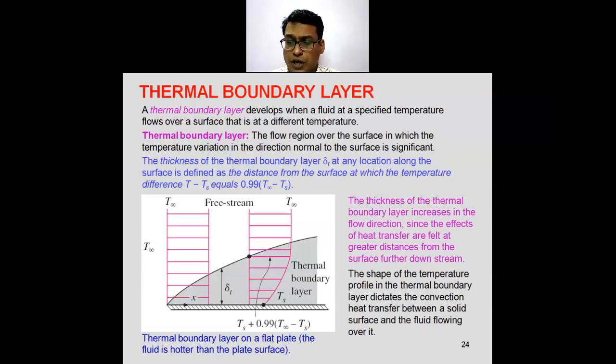Now coming to the thermal boundary layer. In this thermal boundary layer, a uniform temperature is observed. T infinity is your bulk temperature, and Ts is your surface temperature. At this point it's the surface temperature, which is Ts, and this is the T infinity.